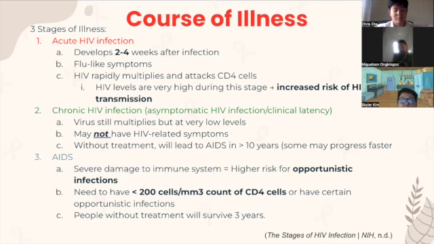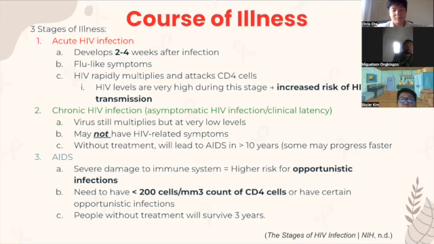In the acute HIV infection stage, HIV rapidly mutates or multiplies, and attacks CD4 cells. HIV levels are very high during this stage. And so at this stage there's an increased risk of HIV transmission.